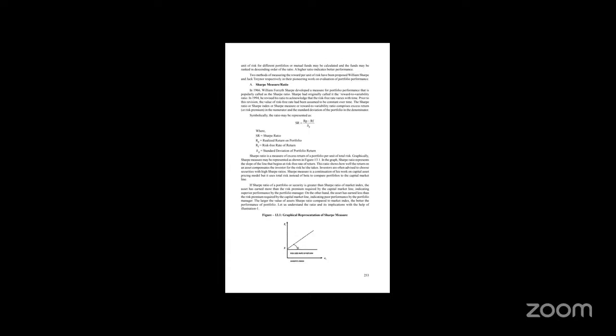Investors are often advised to choose securities with a high Sharpe ratio. This ratio is a continuation of the work on the capital asset pricing model, but it uses total risk instead of beta when comparing the portfolio. If the Sharpe ratio of the portfolio or security is greater than the Sharpe ratio of the market, then the asset is earning more than the risk premium required for the capital market. So this is the formula for the Sharpe ratio, and with the help of small problems we can evaluate it.